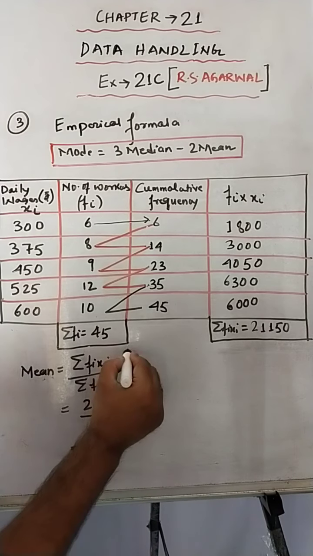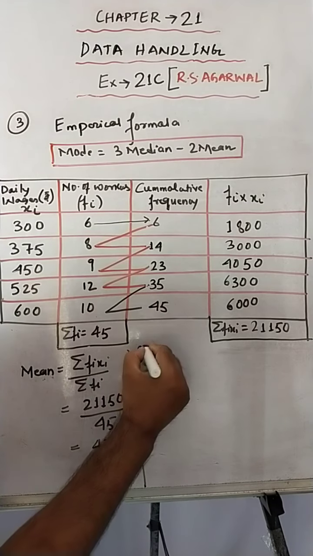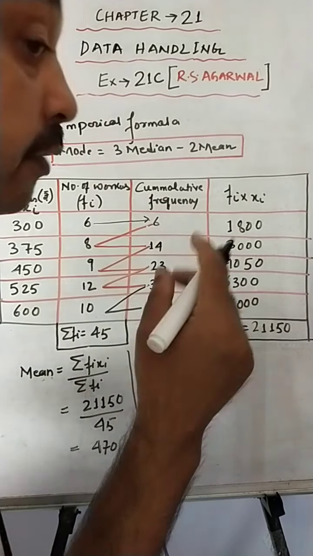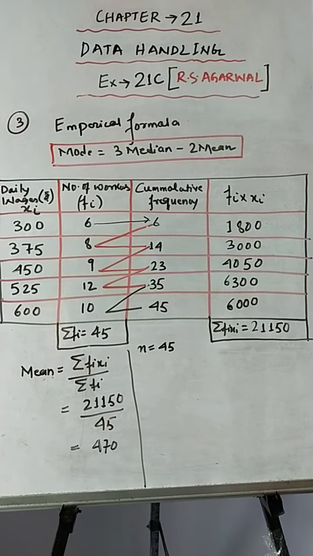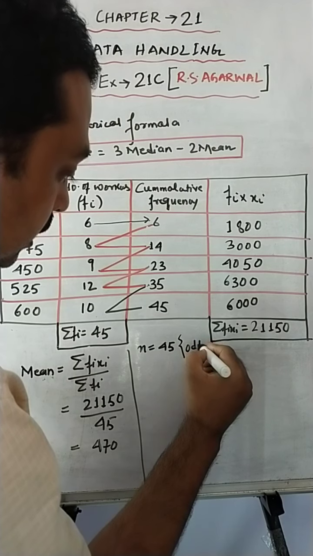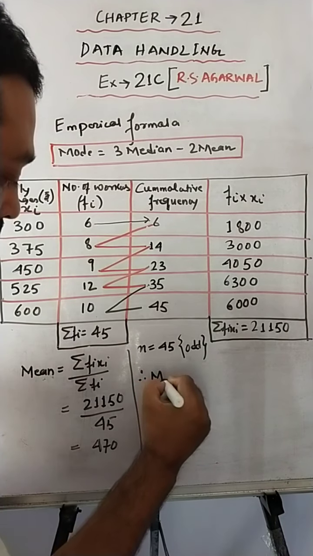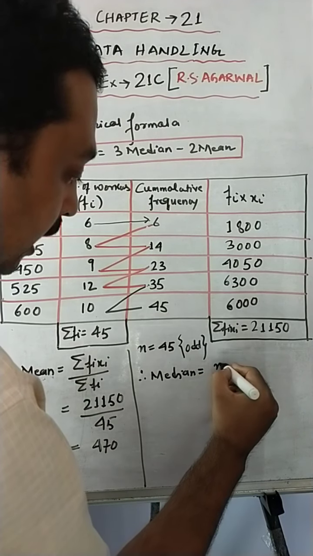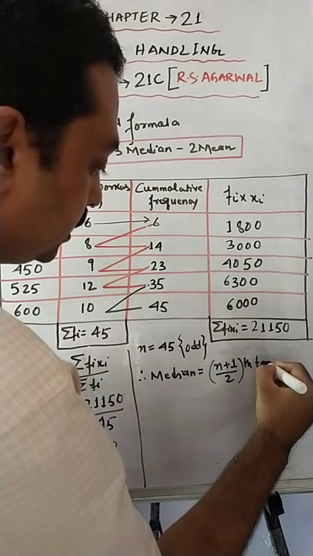Now what is the last number, students? N. So we will consider this as N, and N is 45. Remember, we used to find the number of terms in case of median. So N is equal to 45, which is odd, isn't it? So what is the formula of median when the number of terms is odd? Median would be equal to the (n plus 1) by 2 th term.